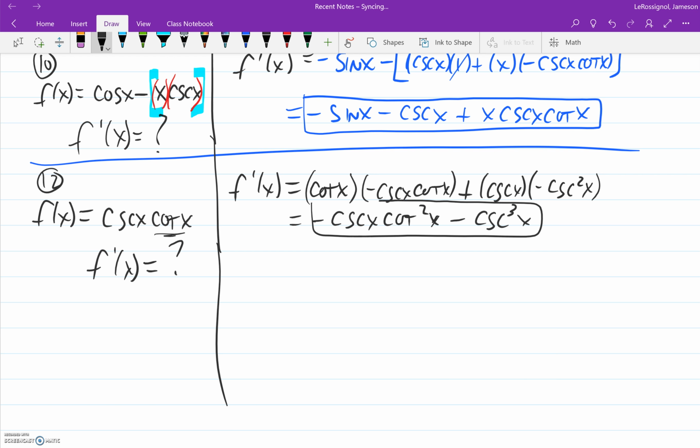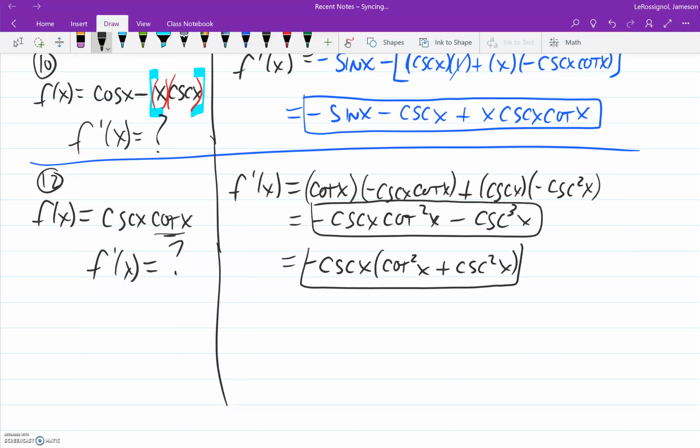But I'm thinking maybe you see what I see. Do you see what I see? Here we go. I see a cosecant, not a cosecant squared. I can pull out a cosecant. I could also pull out a negative cosecant. I'm a fan of pulling that negative out, and that makes the insides a little bit nicer. There we go. That's looking pretty good.